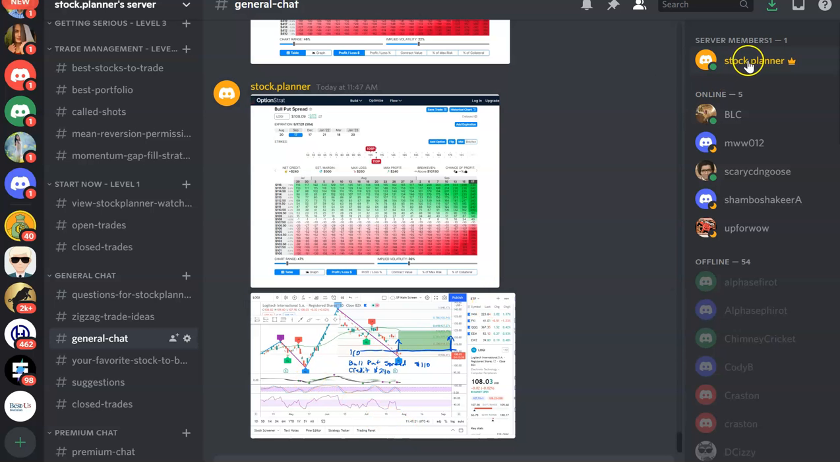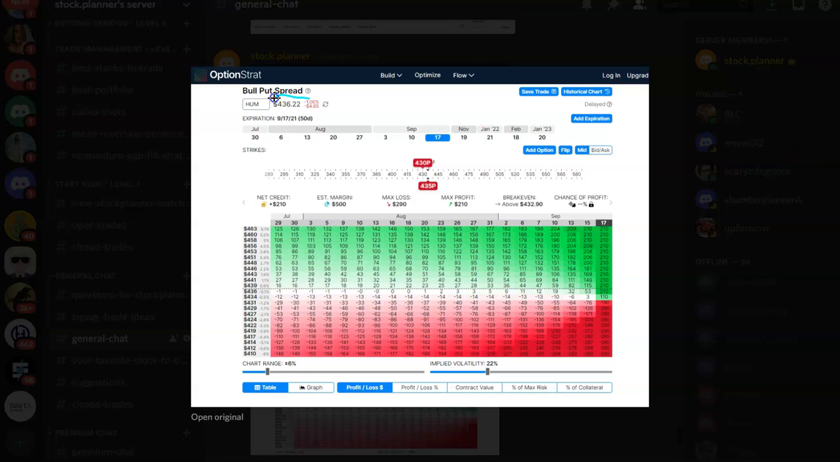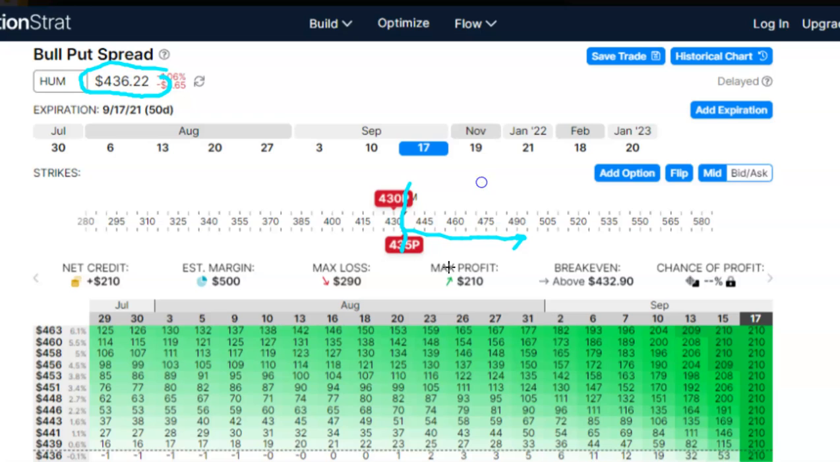At the time, the price was $436, and so I said, as long as this price stays above the 435, I'm going to have a winner on my hands. I had to place 500 on margin. My max loss was 300 bucks to win 200 bucks. As long as it stayed above 432, I win.